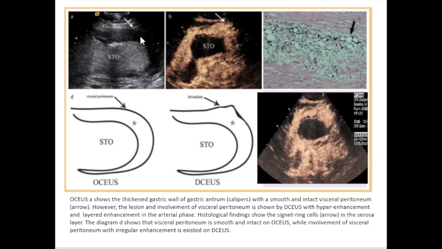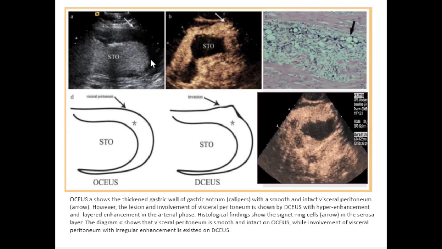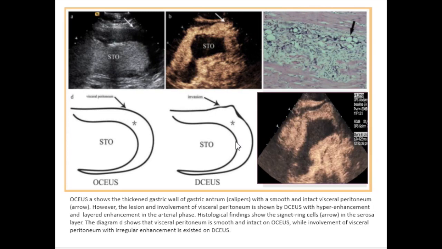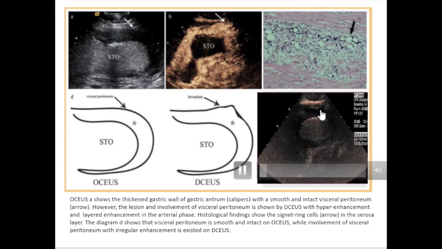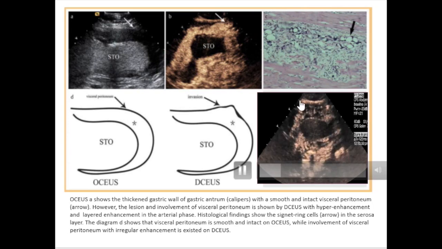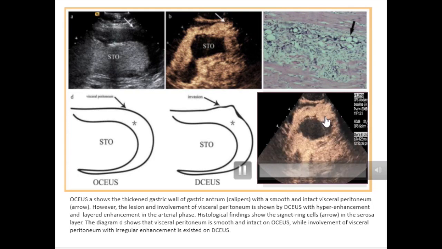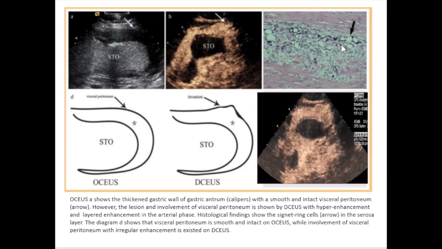And here, in another case, the gastric wall was thickened. Oral contrast ultrasound shows the thickened gastric wall or gastric antrum with a smooth and intact visceral peritoneum. However, the lesion and the involvement of the visceral peritoneum is shown by double contrast enhanced ultrasound with hyper enhancement and layered enhancement in the early arterial phase. And finally, the histological findings showed signet ring cells in the serosa.